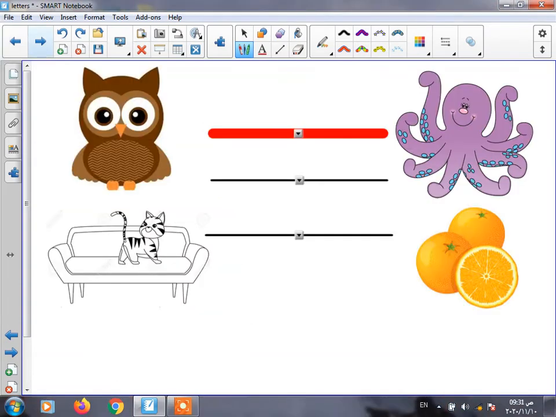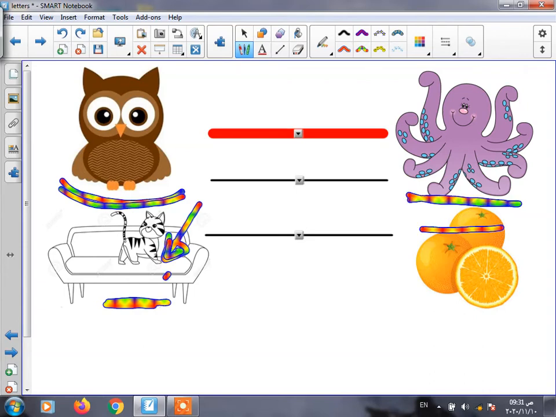Okay, KG2. Today we will take a new letter. What is it, KG2? Owl. Here, KG2, where is the cat? Yes, on. And here, what is it? Start with sound O.